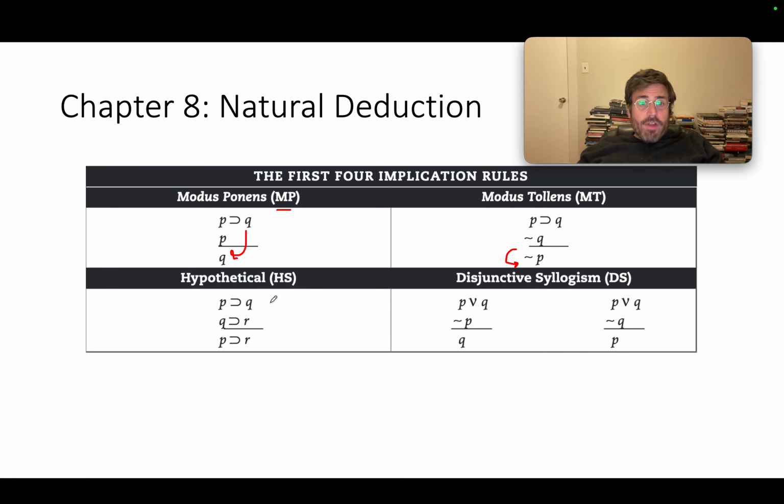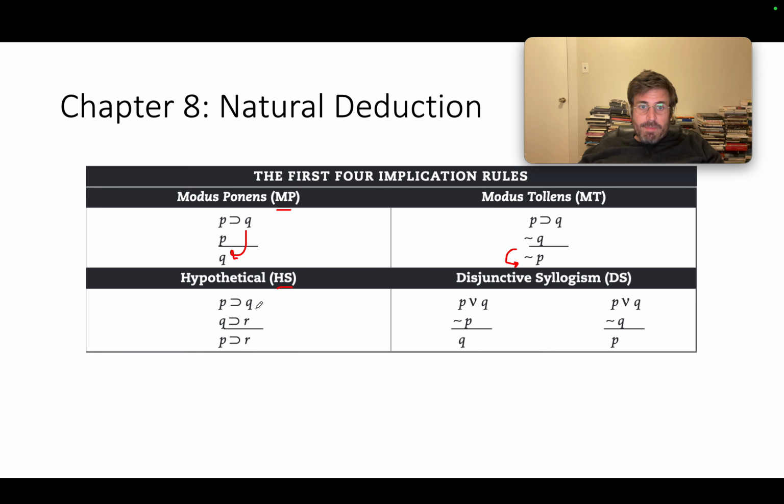Okay. Moving on to hypothetical syllogism. The hypothetical syllogism, or HS, works with two conditionals that take the form if P then Q, if Q then R, therefore if P then R. And I urge you to pick up the pattern that occurs here in order to have some feel for the logic of the inference that's being made.